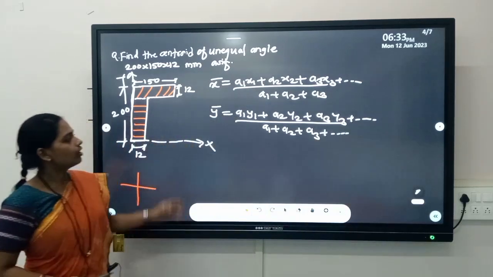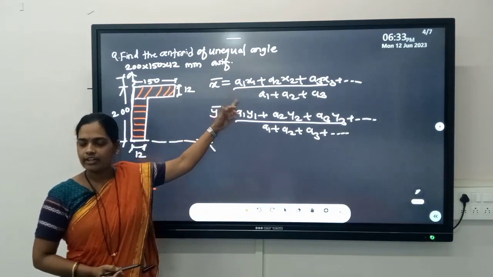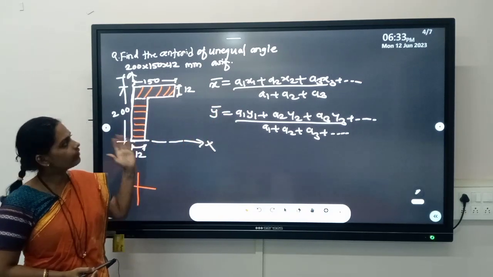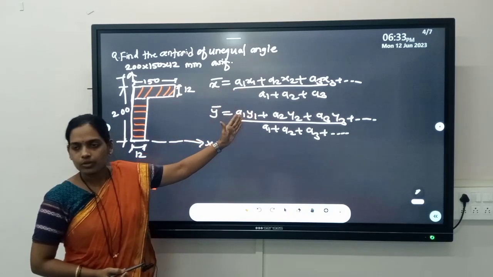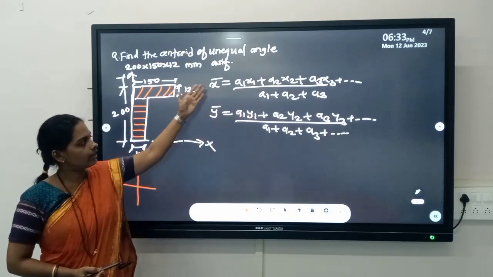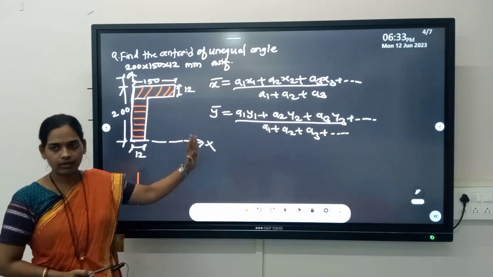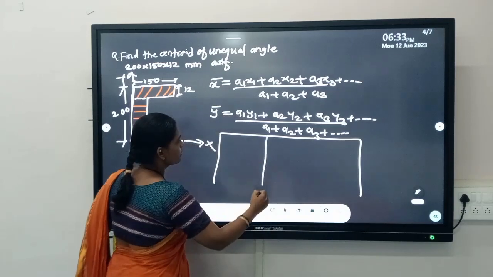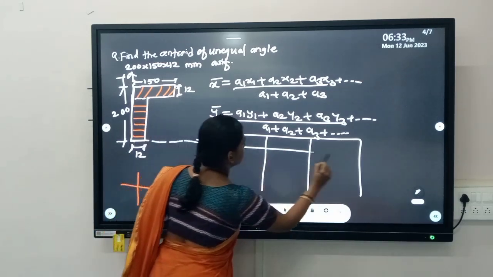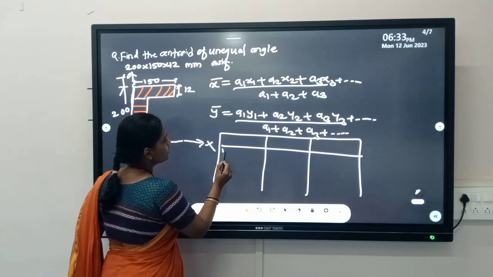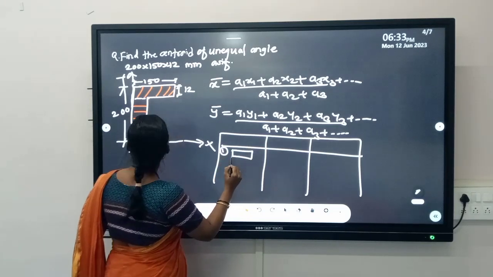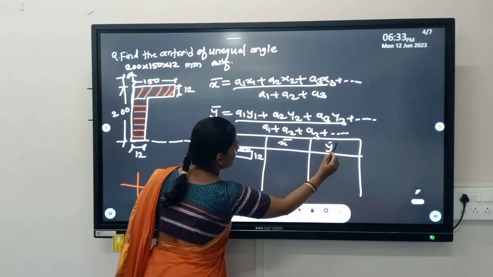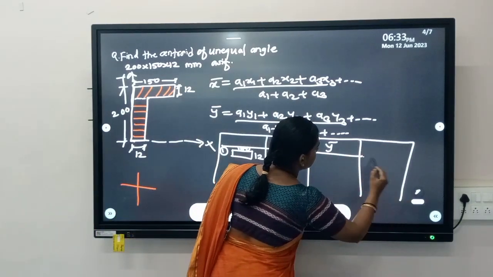So first of all, we have to calculate a1, a2, a3, the areas of the simple geometrical figures. Then we'll locate the concerned x1 bar, y1 bar, x2 bar, y2 bar, and then we'll put all the values in this formula and calculate x bar and y bar. For that, you may have one table like this. Into this, put first the first rectangle as 150 by 12, then the x bar distance and y bar distance, and the next component will be your area.